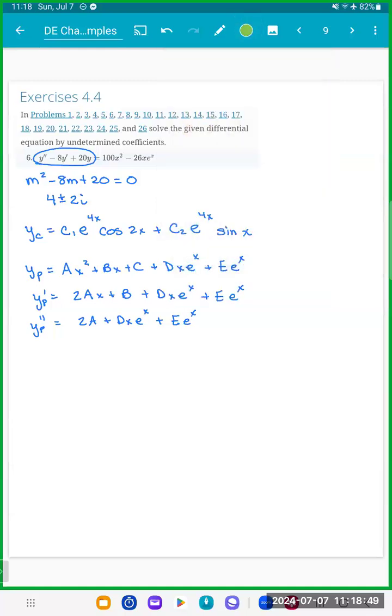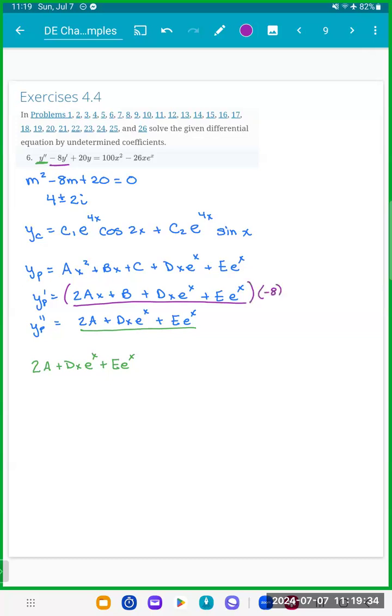Okay, so now we want to put all of this together. Let's just use some colors. For the first part, we have this y double prime, so our y double prime is this piece right here: 2a plus dx e to the x plus e to the x. The next part we want to do is minus this 8y prime. Well, our y prime is this piece right here, but it's 8 times that, actually negative 8 times that. Put that in.